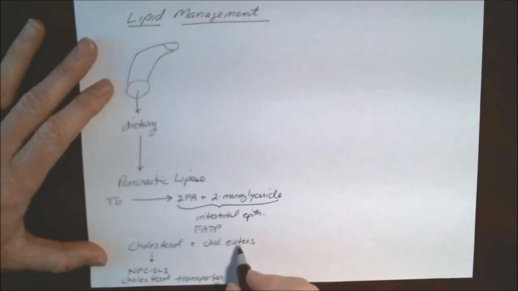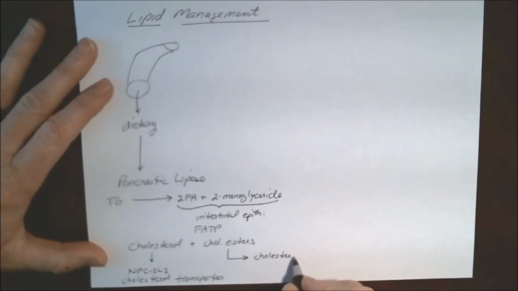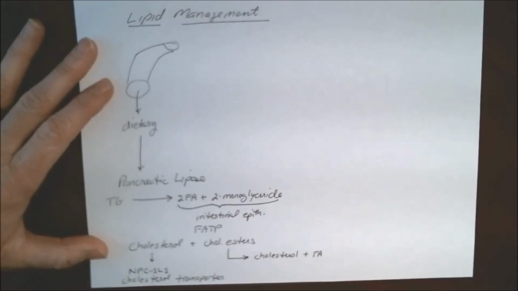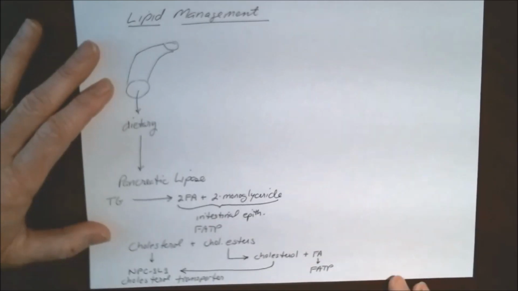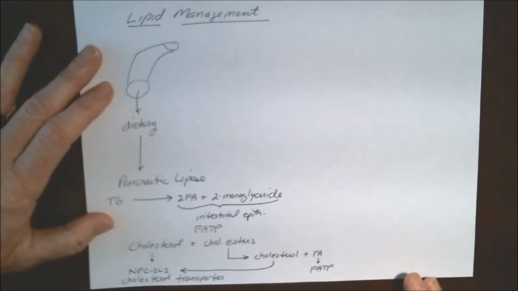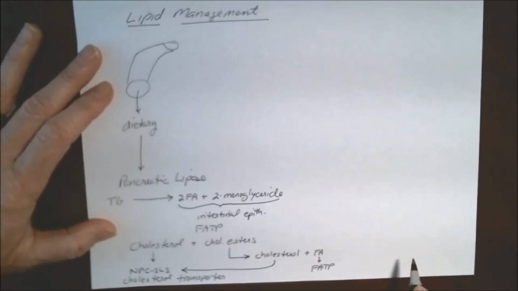The cholesterol esters, however, have to be processed, and these are processed by cholesterol esterases, which are going to hydrolyze the cholesterol and the fatty acid that's on the hydroxyl group on the ring. Then the fatty acid can be taken up by the fatty acid transport protein, and the cholesterol can be taken up by the NPC1-like 1 transporter. So once we get these into the intestinal cell, then we must construct these into chylomicrons.